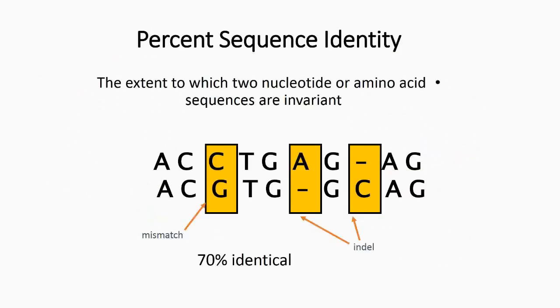Whereas, this slide shows the percent sequence identity, which describes the invariance of two nucleotide or amino acid sequences. As we refer, there are mismatch sequences and indel mutations, while the identical sequences are 70%.